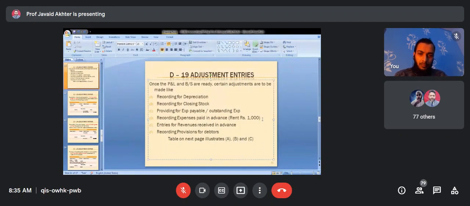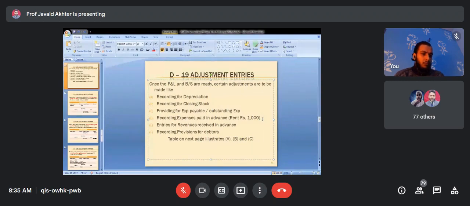Just let me give you one more example. Suppose you hired a building on 1st of July of any financial year. Yearly rent was 12,000. But the agreement between you and the landlord was that you will pay the annual rent upfront, for 12 months in advance. So how much in July would you have paid?